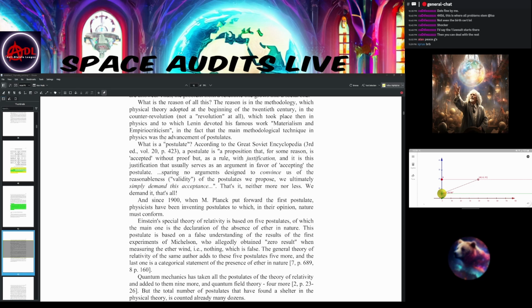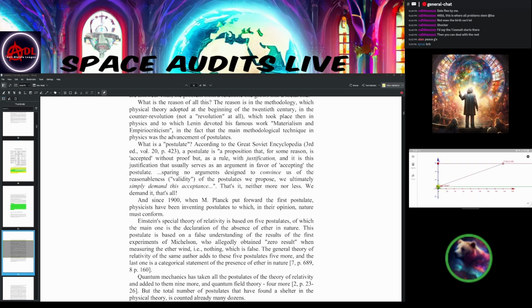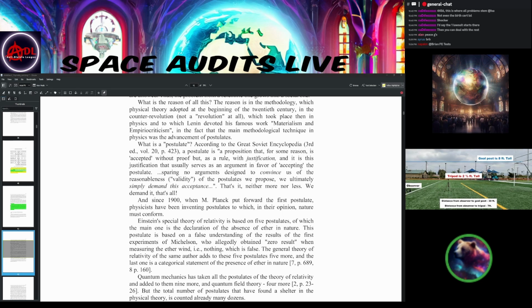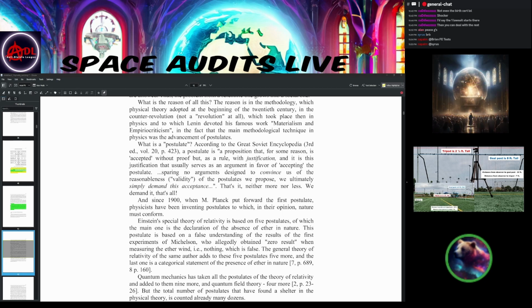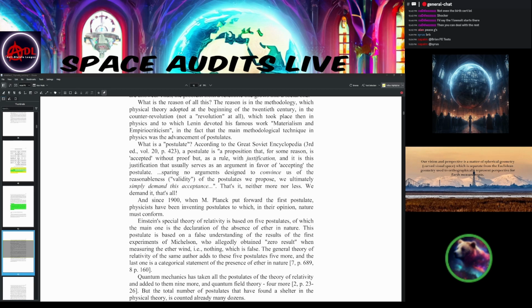What is a postulate? According to the Great Soviet Encyclopedia, 3rd edition, volume 20, page 423, a postulate is a proposition that for some reason is accepted without proof, but as a rule with justification, and it is the justification that usually serves as its argument in favor of accepting the postulate, sparing no arguments designed to convince us of the reasonableness or validity of the postulates we propose. We ultimately simply demand its acceptance. That is, neither more nor less. We demand it. That's all.